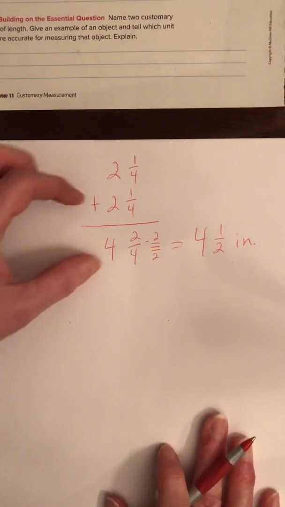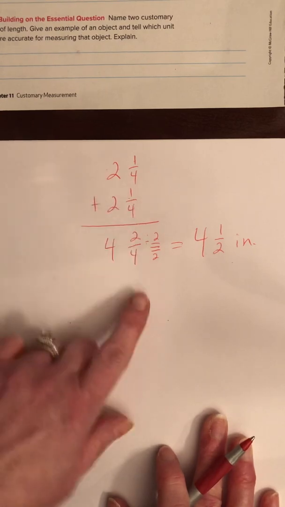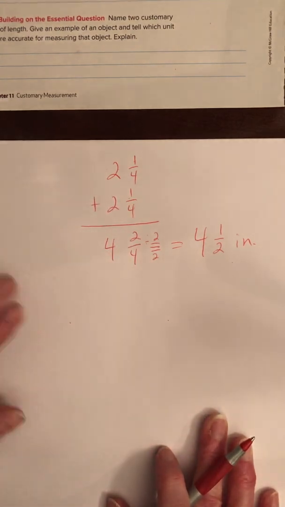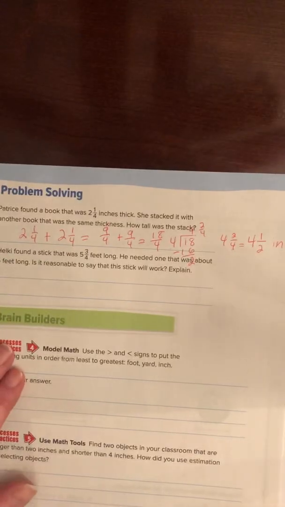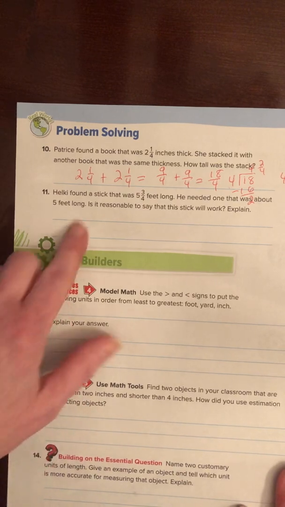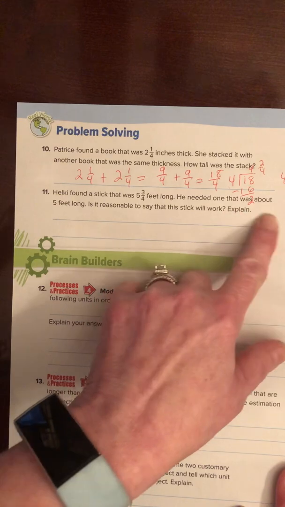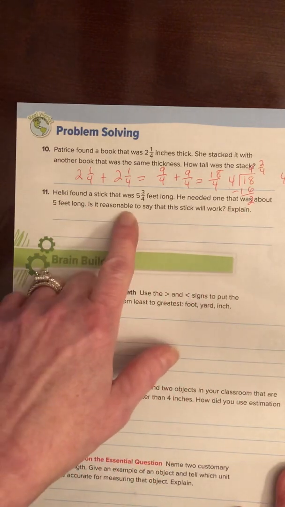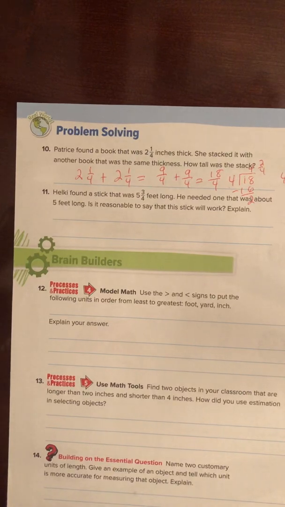Where it gets tricky is if you have a fraction that's bigger than 1, then you have to add that to the whole number. But we won't worry about that right now. I'll save that for 5th grade. Okay, Helke found a stick that was 5 3/4 feet long. He needed one that was about 5 feet long. Is it reasonable to say that this stick will work? Explain.